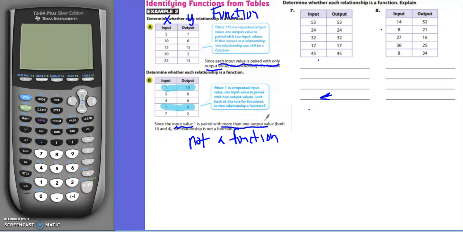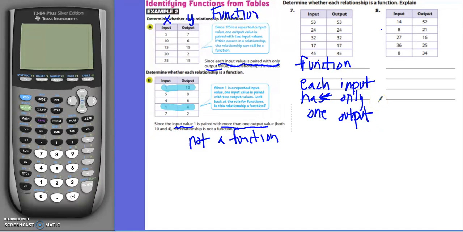All right, let's look at number 7. We have 53 paired with 53, 24 with 24, 32 with 32, 17 with 17, 45 with 45. This is a function. Our reasoning is each input has only one output.